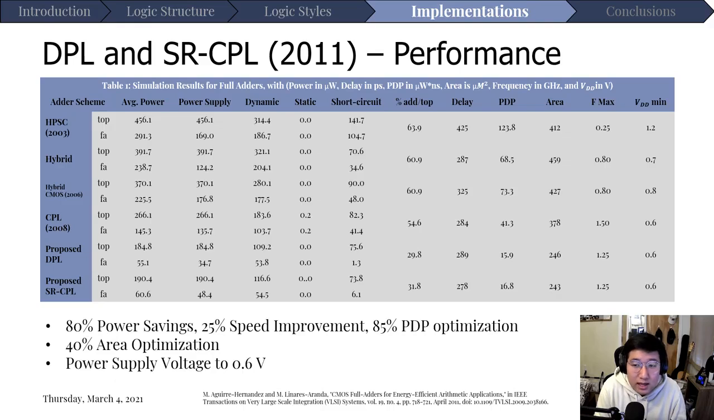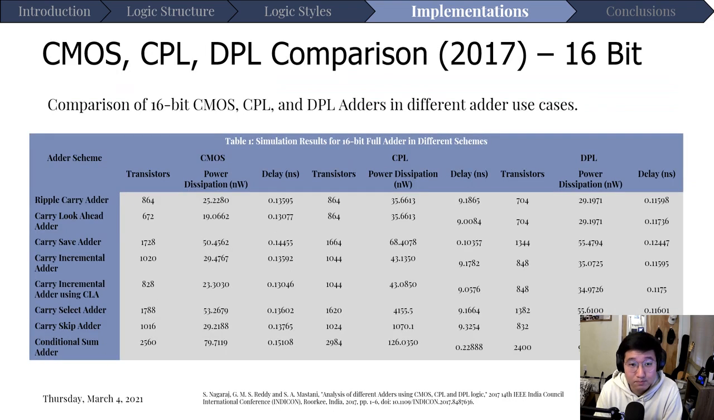And as well, the important thing is the area was optimized as well. Generally, this is a struggle as you use DPL as it gets more complex. Generally, the area gets worse in the CMOS sometimes, but the area is optimized here. And importantly, the minimum power supply voltage was reduced to 0.6, which is nothing new. This is something the CPL introduced as well, but in comparison to our different hybrid and the HPSCs, it's a huge reduction of the minimum power supply voltage.